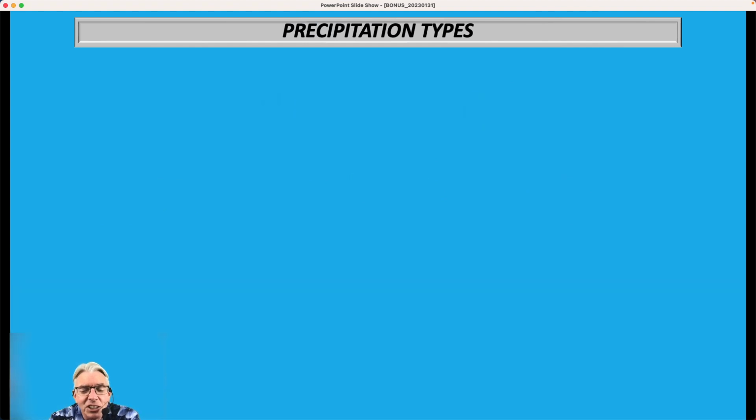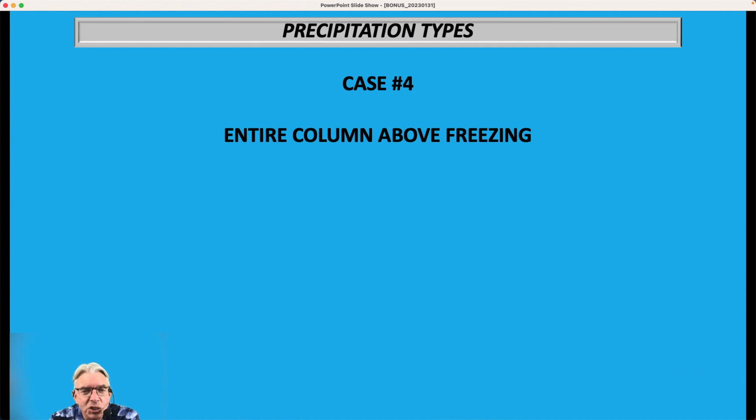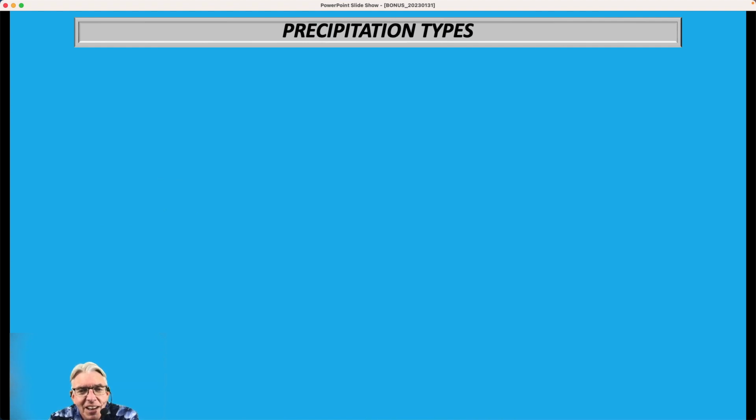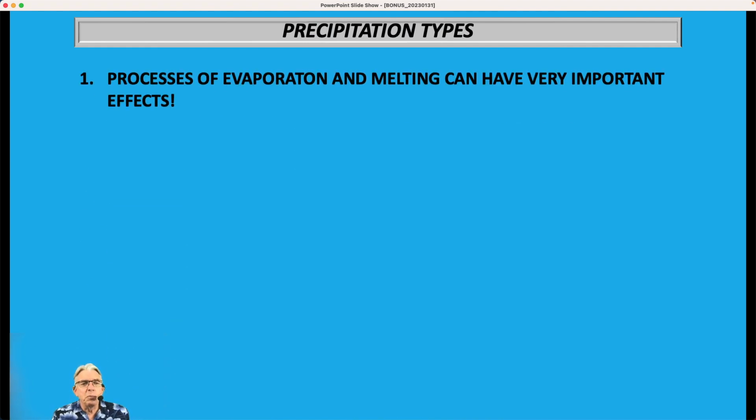Okay, now, case number four and case number five are a lot simpler. The entire column is above freezing, and you get rain. Case number five, the entire column is below freezing, and you get snow, okay? Now, a couple of extra points here.